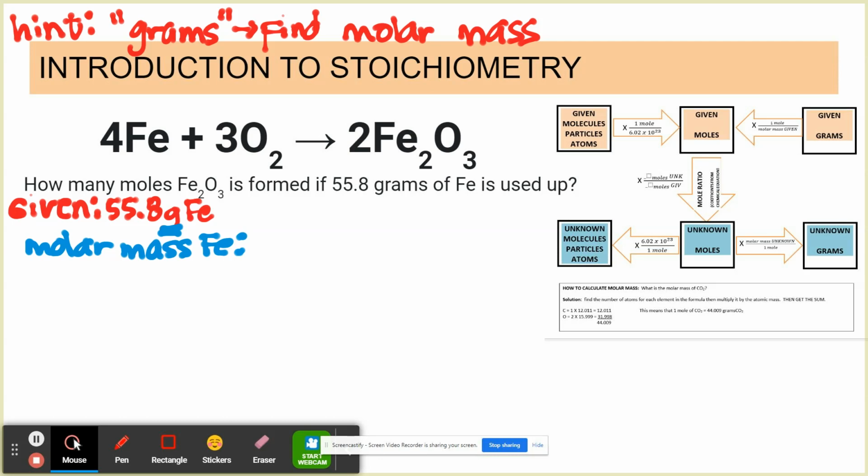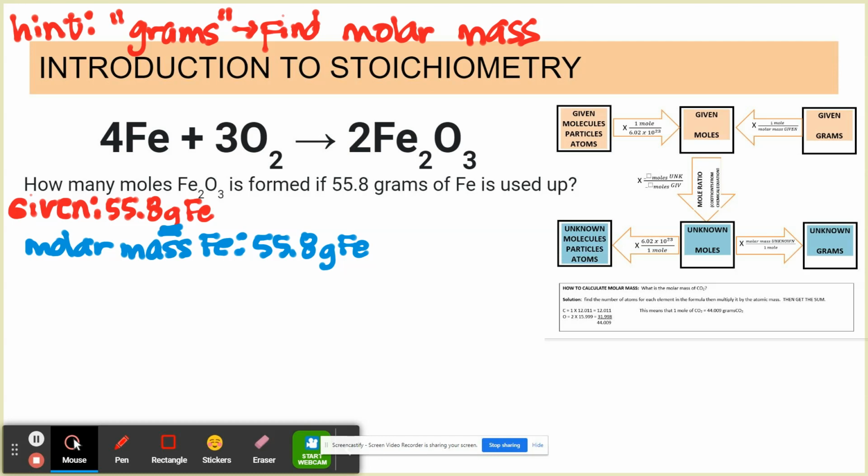Okay, so let's just stop at 8. So this is 55.8, and this is grams of Fe. And remember, guys, this is equivalent to 1 mole. So again, the molar mass is always equivalent to 1 mole. So one more time, if you find the word grams within the problem, you have to solve for the molar mass. And again, whose molar mass? Whatever formula follows that word grams.